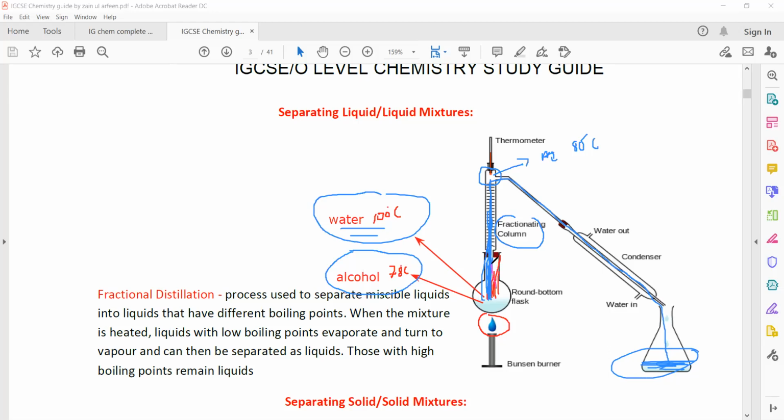Because the temperature here is 80, this temperature is less than the boiling point of the water. So even if some of the water vapor rises, it will return back. It is not able to go out. Why? Because when moving through a fractionating column, which consists of fine beads or glass beads, they collide with the water molecules and remove the energy from them. So water will return. Like if I make a fractionating column, this fractionating column consists of glass beads.